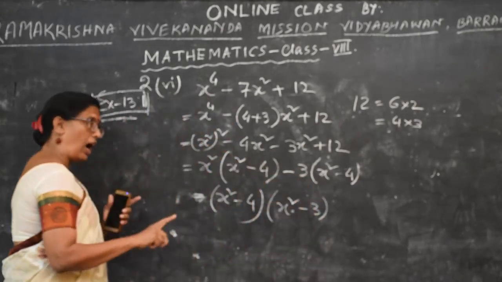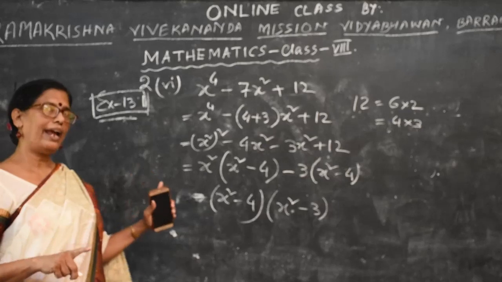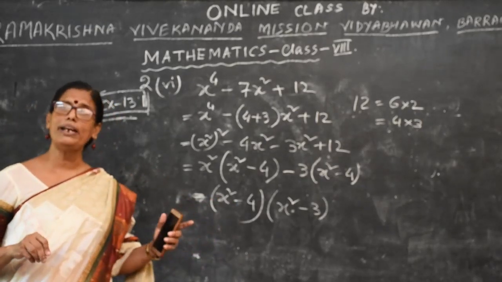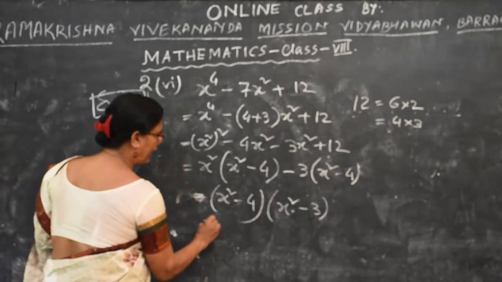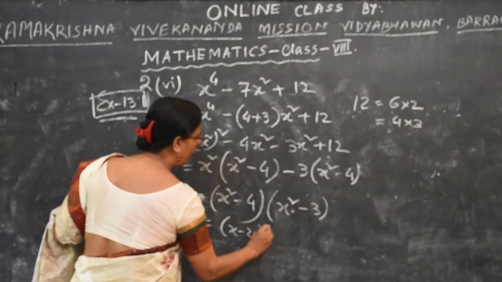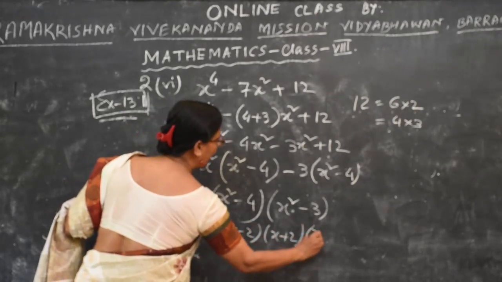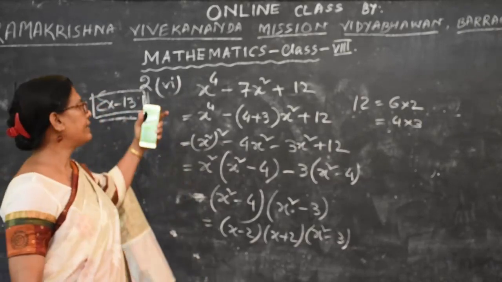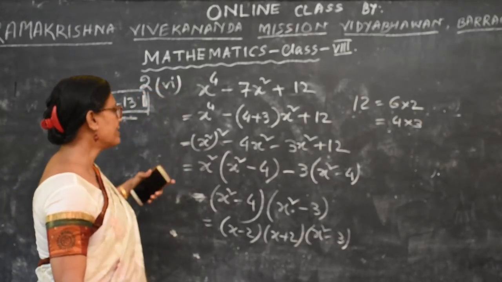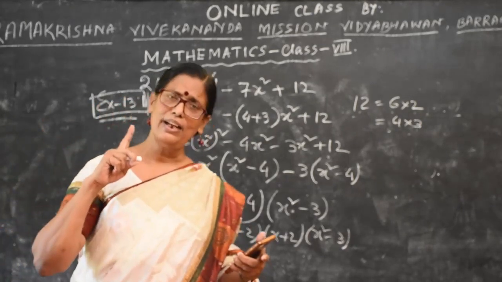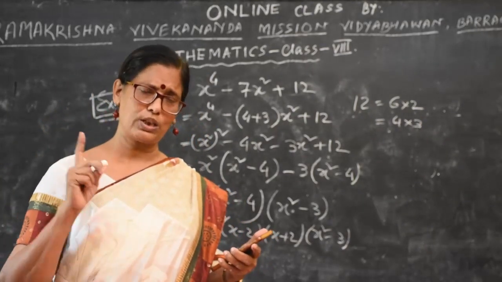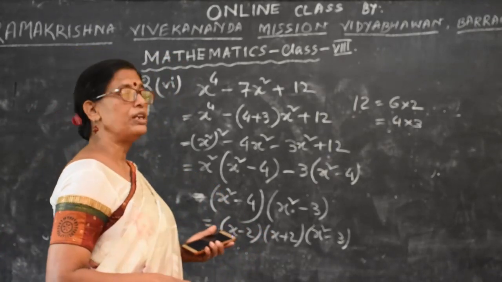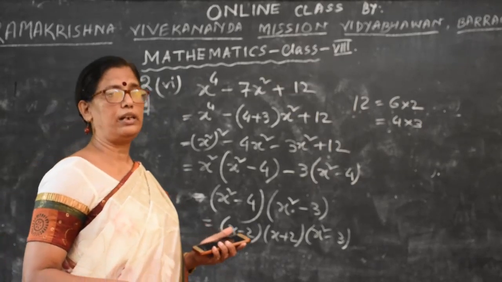Now see the board again, any chance for any factorization? Yes, this is a square minus b square. So we can go again: x minus 2, x plus 2, and x square minus 3. So ultimately this middle term method is valid for questions 1, 2, 3. The third one is from class 7. Class 7, what do we do? a square minus b square equals a minus b, a plus b. Now what is the difference between 13.2 and 13.1?